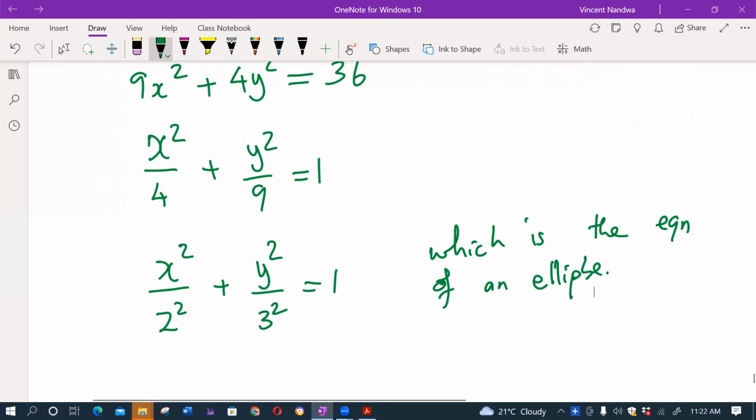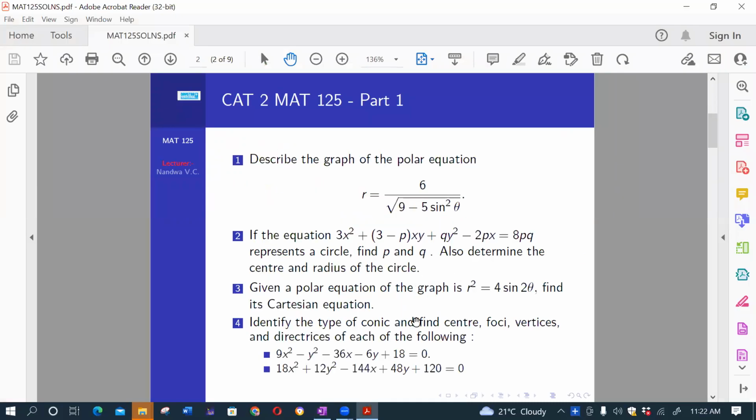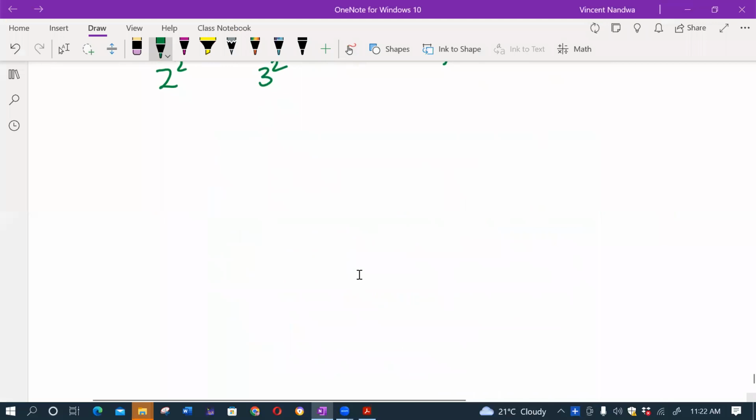Then the second problem: if the equation 3x squared plus (3 minus p)xy plus qy squared minus 2px equals 8pq represents a circle, find p and q, and also determine the center and the radius of the circle. So this question was testing whether you understand the general equation of a circle. And so from the general equation of a circle, we'll be able to solve for any of these two unknowns.